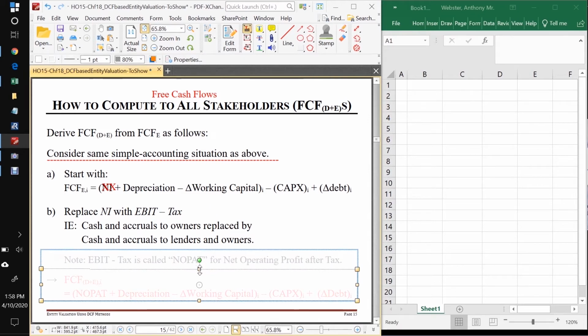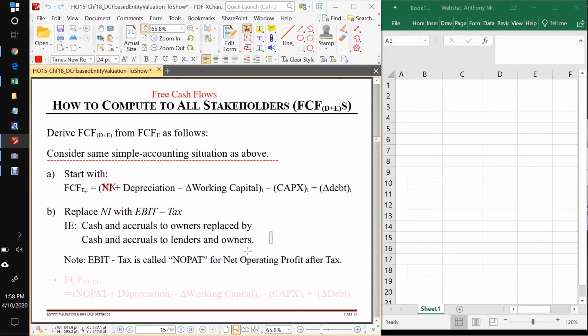One other thing you should know here is that everyone in the world in finance calls EBIT minus tax NOPAT, and that stands for net operating profit after tax. So you just need to know that NOPAT is equal to EBIT minus tax.